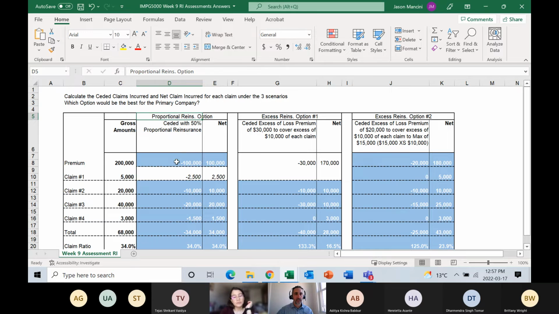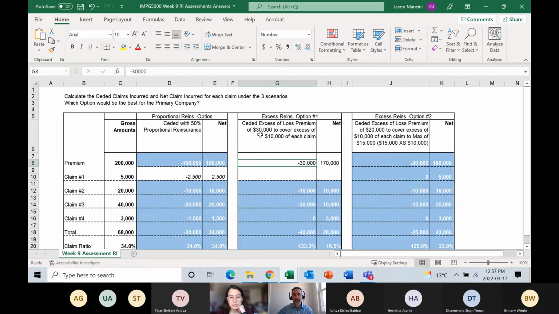So in the case of just looking across the premiums, the proportional case, however we're sharing the claims is also how we share the premiums. So if it was 200,000 of gross premium, we're going to be ceding away 50% of it to the reinsurer. So the net is gross less the ceded is our net.